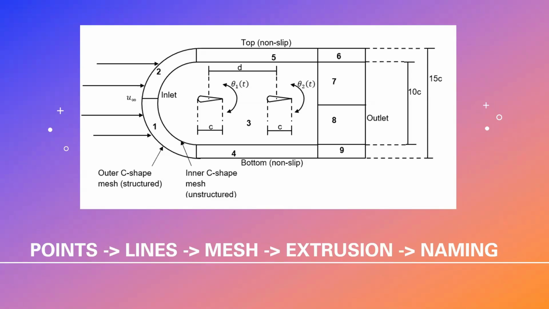They'll have a chord length C and a distance between them, B, which you can change easily in the script. We'll have an inlet, outlet, and a boosting velocity going in. The way we're going to do this is we're going to make all the points, add lines to draw them all up, then start the meshing process. We'll extrude it, name all the sensors, and then display it on ParaView.